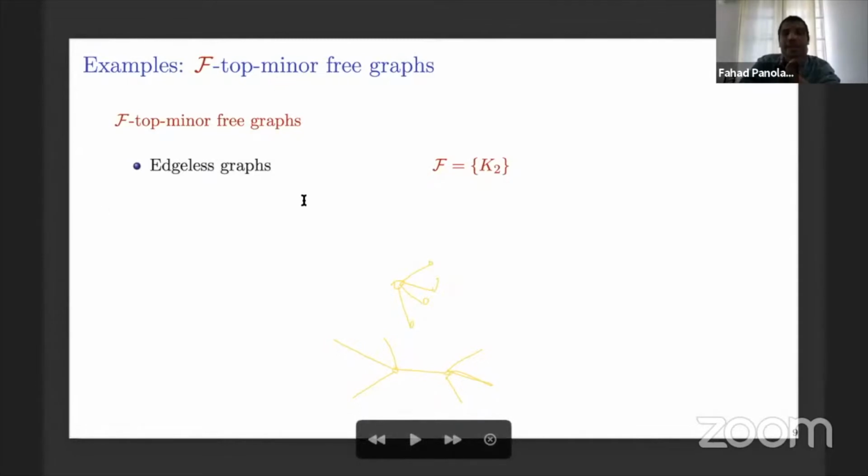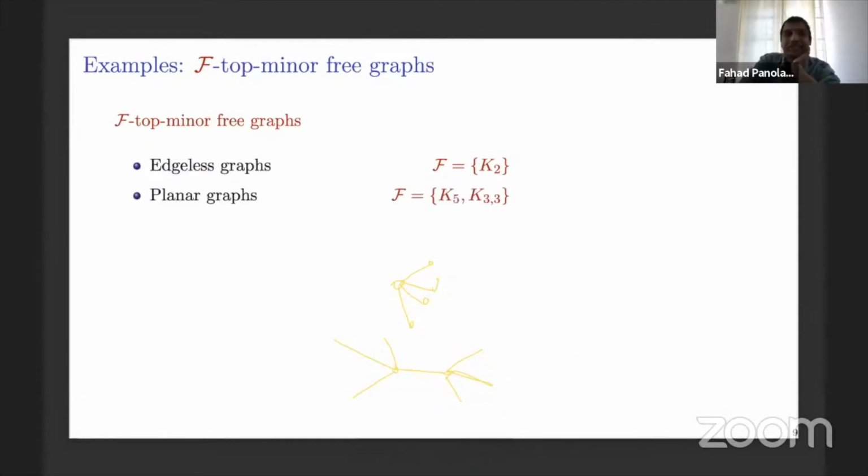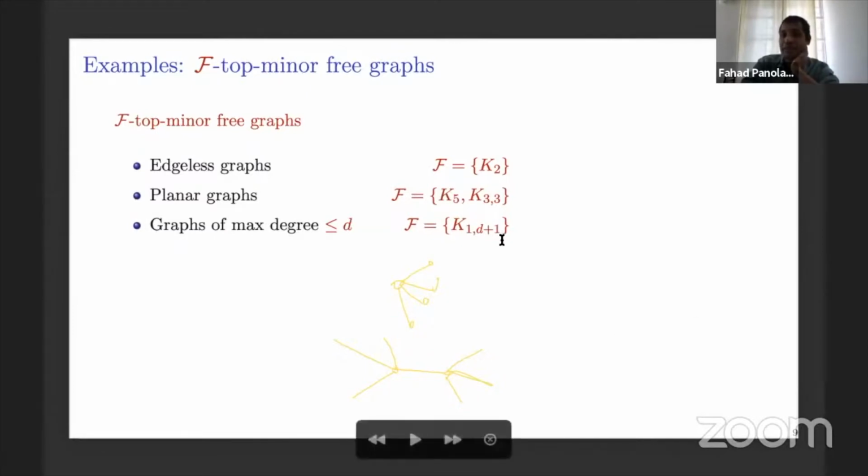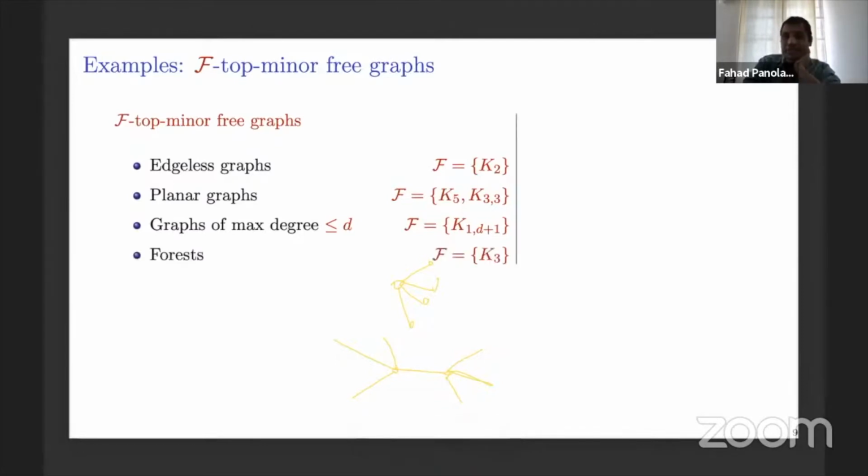Okay, so for edgeless graphs, this F is K2. So edgeless graph is F topological minor free, where F contains only one graph, which is K2. And for planar graphs, it is K5, K3,3. And for graphs of max degree at most D, it is F topological minor free, where F is K_{1,D+1}. And note that this graph class is not F minor free for any finite F. And for forests, again K3.